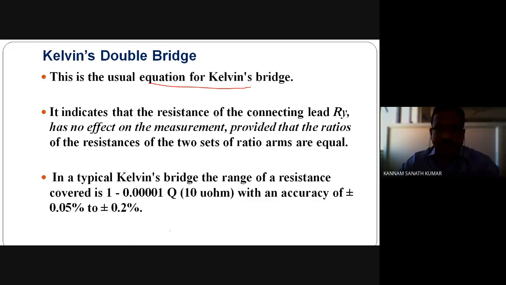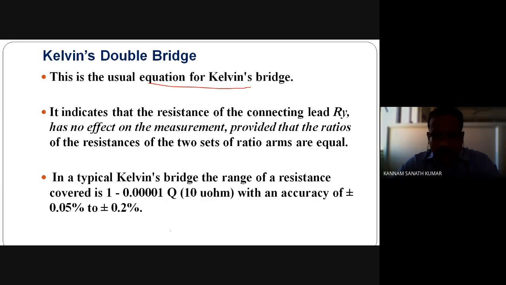The above equation indicates that the connection leads, which initially we saw as simply Ry, with the galvanometer pointer connected to either A or C. When it is connected to B, we realized that during calculation of the unknown resistance Rx, there is no effect of those lead resistances. In the Kelvin double bridge, we added two more resistors A and B, and there also we got Rx as R1 R3 by R2. Here also there is no effect of Ry. So Ry has no effect on the measurement. The ratio is the same, and you get the unknown resistance in terms of R1, R2 and R3.